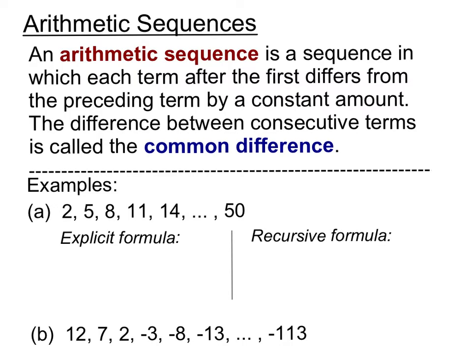Okay, now let's talk arithmetic sequences. An arithmetic sequence is a sequence in which each term after the first differs from the preceding term by a constant amount, called the common difference. So here, as you can see, to go from one term to the next, you add 3. So the explicit formula is a sub n equaling the first term, 2, plus n minus 1 times the common difference. The recursive formula always starts by you writing the first term, and then all subsequent terms is the previous term plus 3.